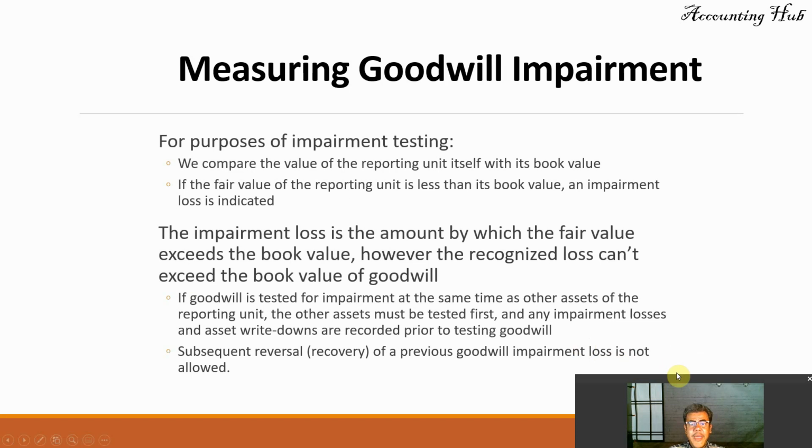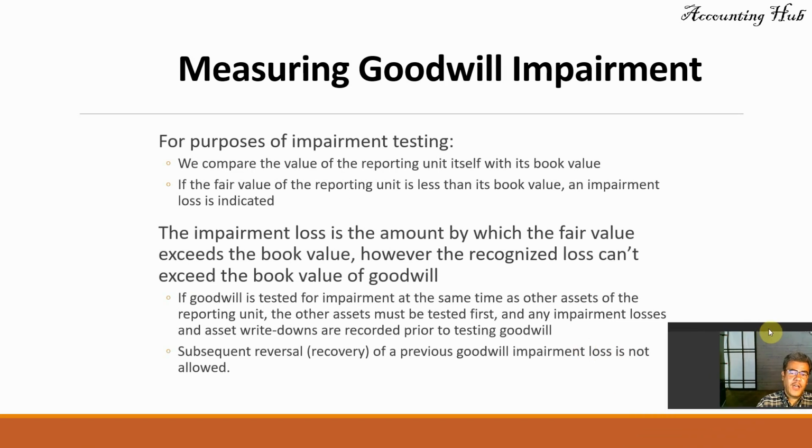And we compare the fair value of the reporting unit itself with its book value. If the fair value is less than its book value, an impairment loss is indicated. So here, we don't have the first step either. And the impairment loss is the amount by which the book value exceeds the fair value. However, the recognized loss cannot exceed the book value of goodwill. Okay? Reversal of previous goodwill impairment loss is not allowed, and neither is any other impairment loss. We cannot reverse impairment loss based on US GAAP. Second difference between US GAAP and IFRS, by the way.